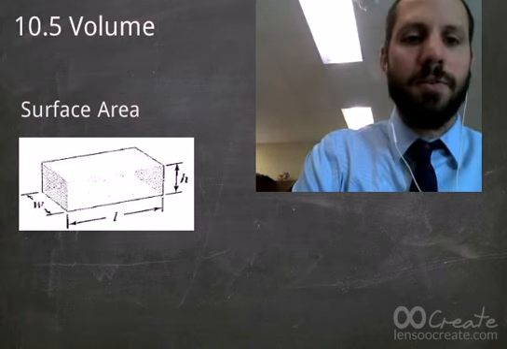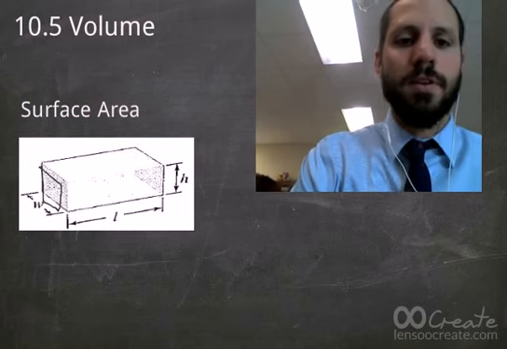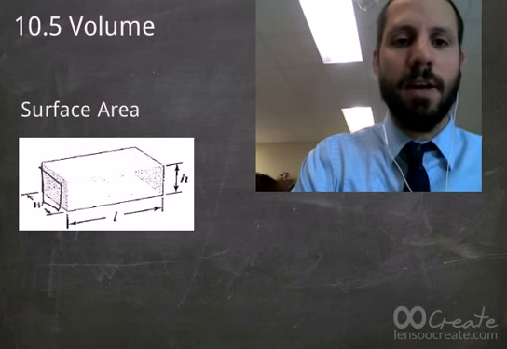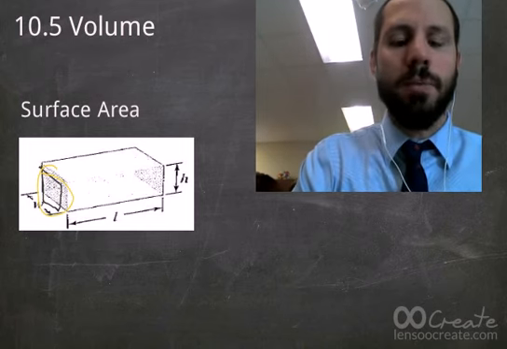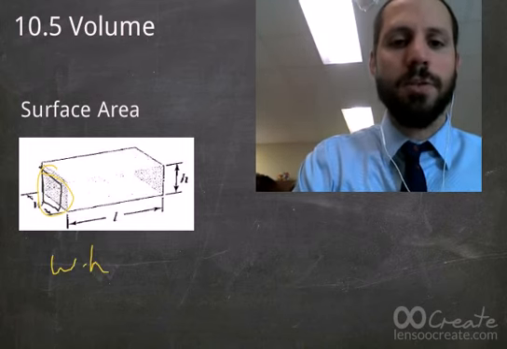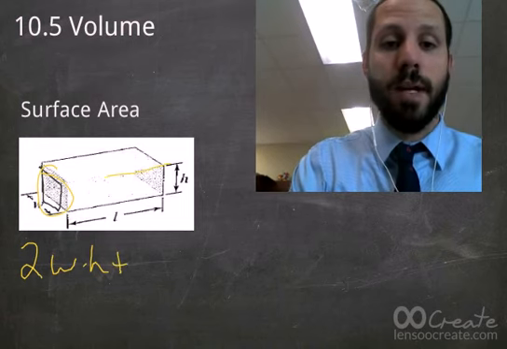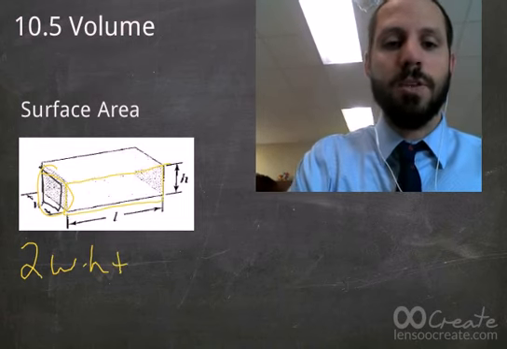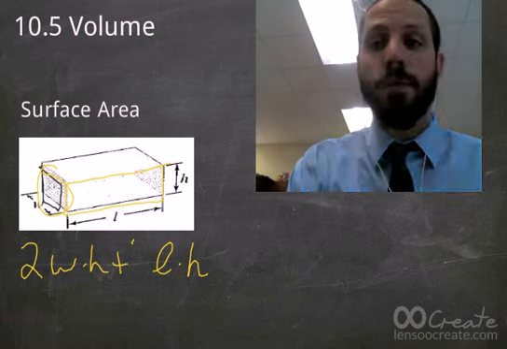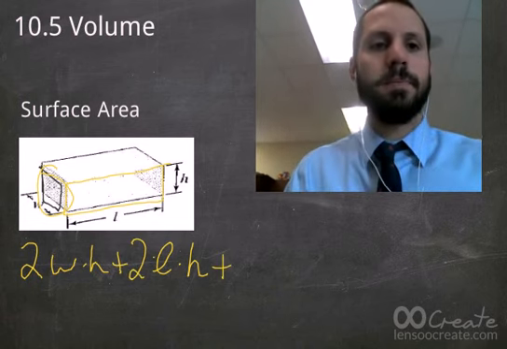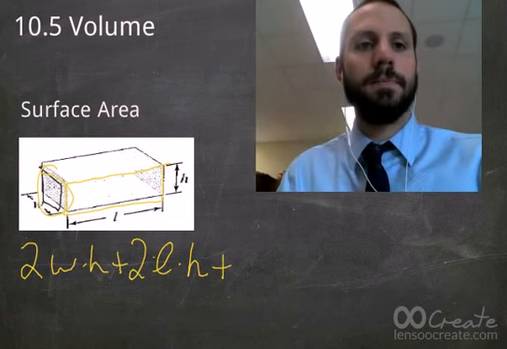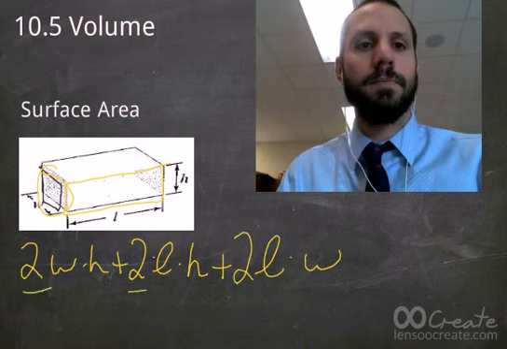So all of these solids will have 2 sides that are the same. So this side right here would have an area of width times height times 2. The front one would be length times height times 2. And the top and the bottom would have length times width times 2. So there's our 6 sides. And if we add up those, that'll give us our surface area.